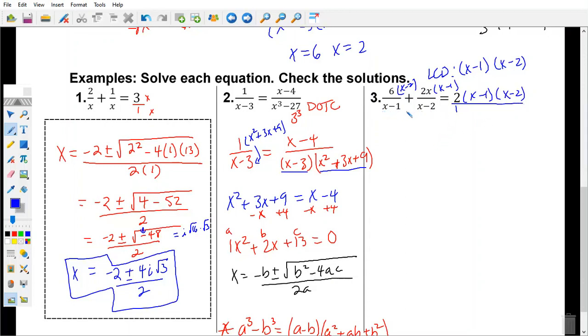What's that going to do? What's the purpose? It's so that we can eliminate our denominators. We don't have to worry about them now because we found what would be missing to make them equal.